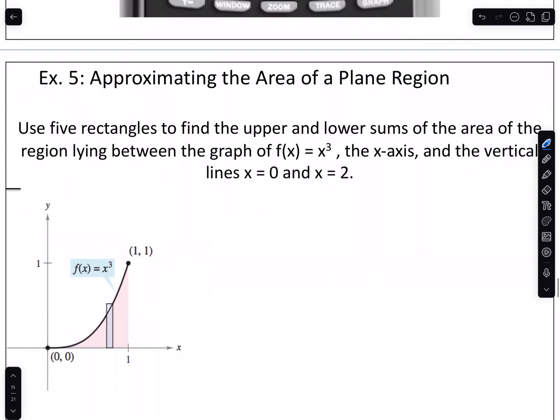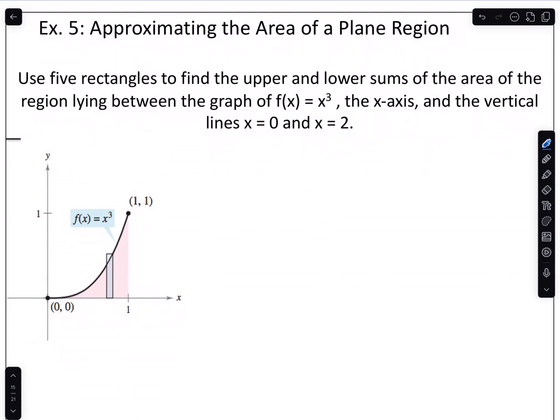So I'd have you try the same thing for x cubed. If you want, take a second there on your calculator, pause the video, reset your y equals screen to x cubed, maybe reset the window so you could see x cubed, maybe from 0 to 2.